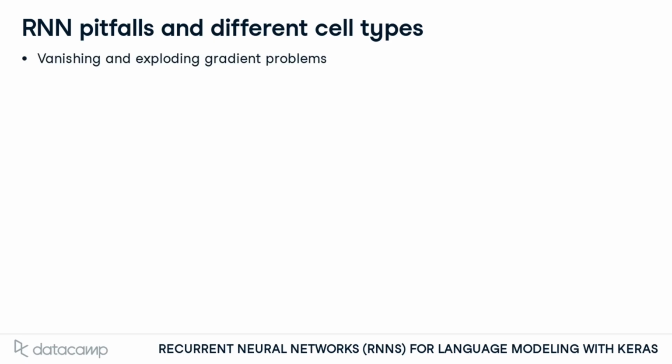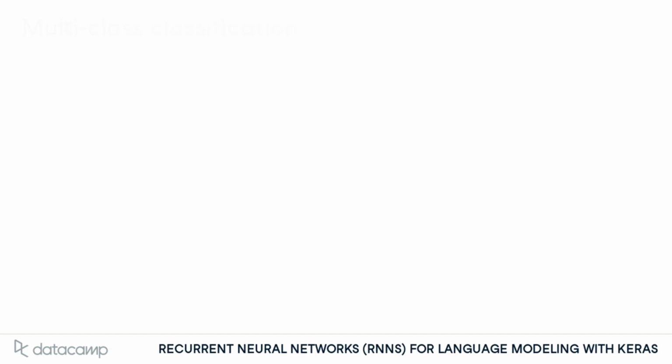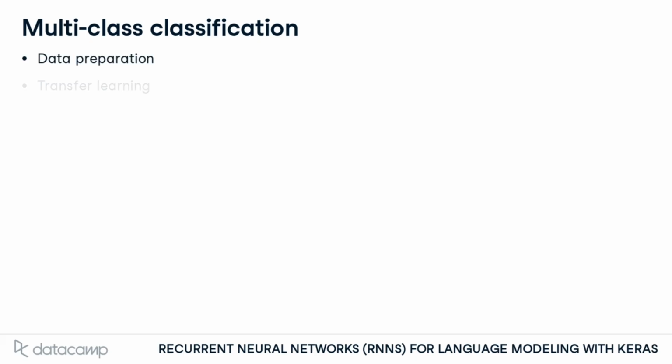To deal with those problems, you can use the GRU or LSTM cells. Also, you learned how to implement the embedding layer to create and/or use word vectors. Finally, you applied a few tuning techniques to improve the performance of the sentiment analysis model. When learning how to perform multi-class classification, you learned how to prepare the data, how to use trained word vectors for transfer learning, how to create the models in Keras, and how to assess the model's performance.